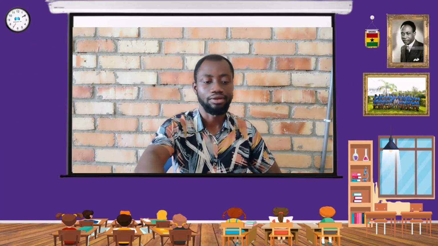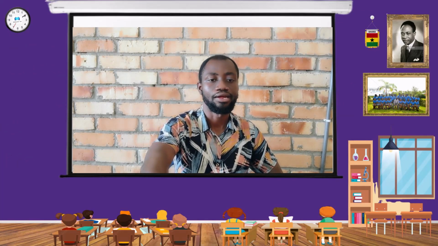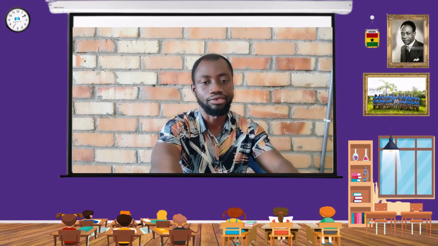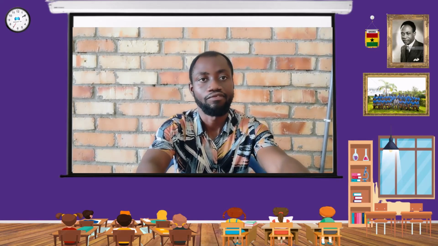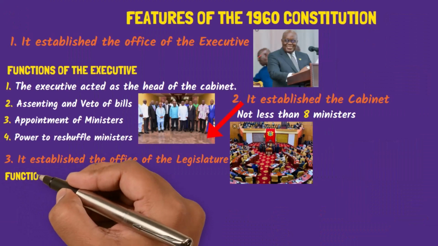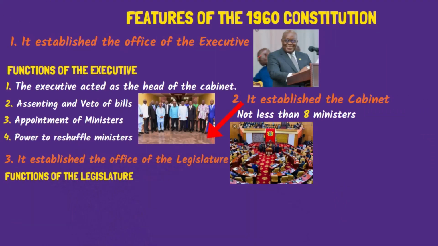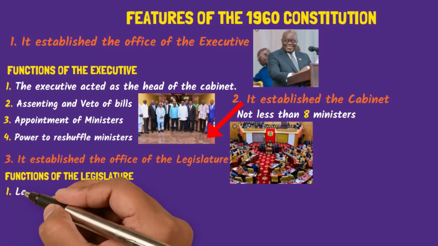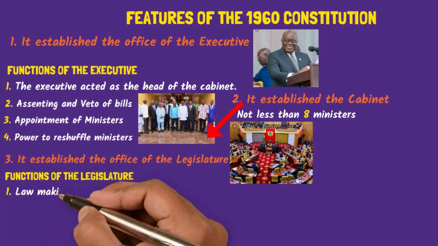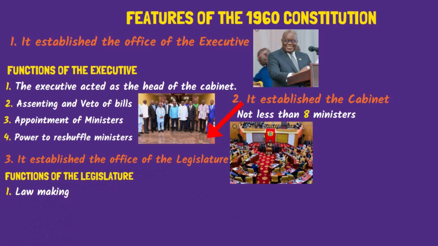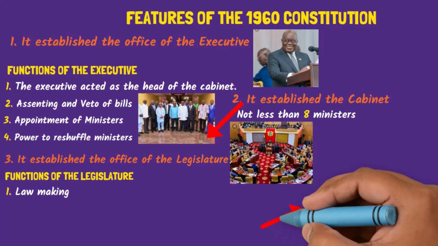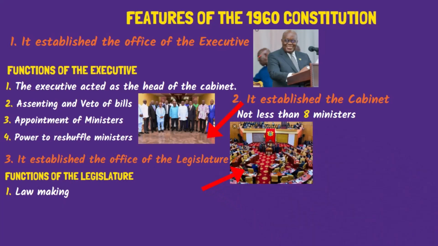Now let's take a look at the powers of the 1960 Republican Constitution, that is, the functions of the legislature. The first one was lawmaking. The legislature was in charge of lawmaking, so the Constitution charged Parliament with the responsibility of making, amending, and repealing laws.